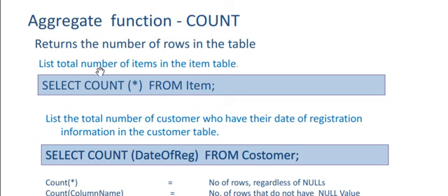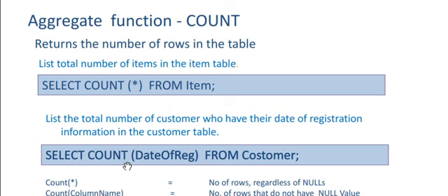We'll see. List the total number of items in the item table. Total number of items: select count star from item. Irrespective of the null values, it is going to retrieve all the records. If I have 20 records, all the 20 records will be retrieved.